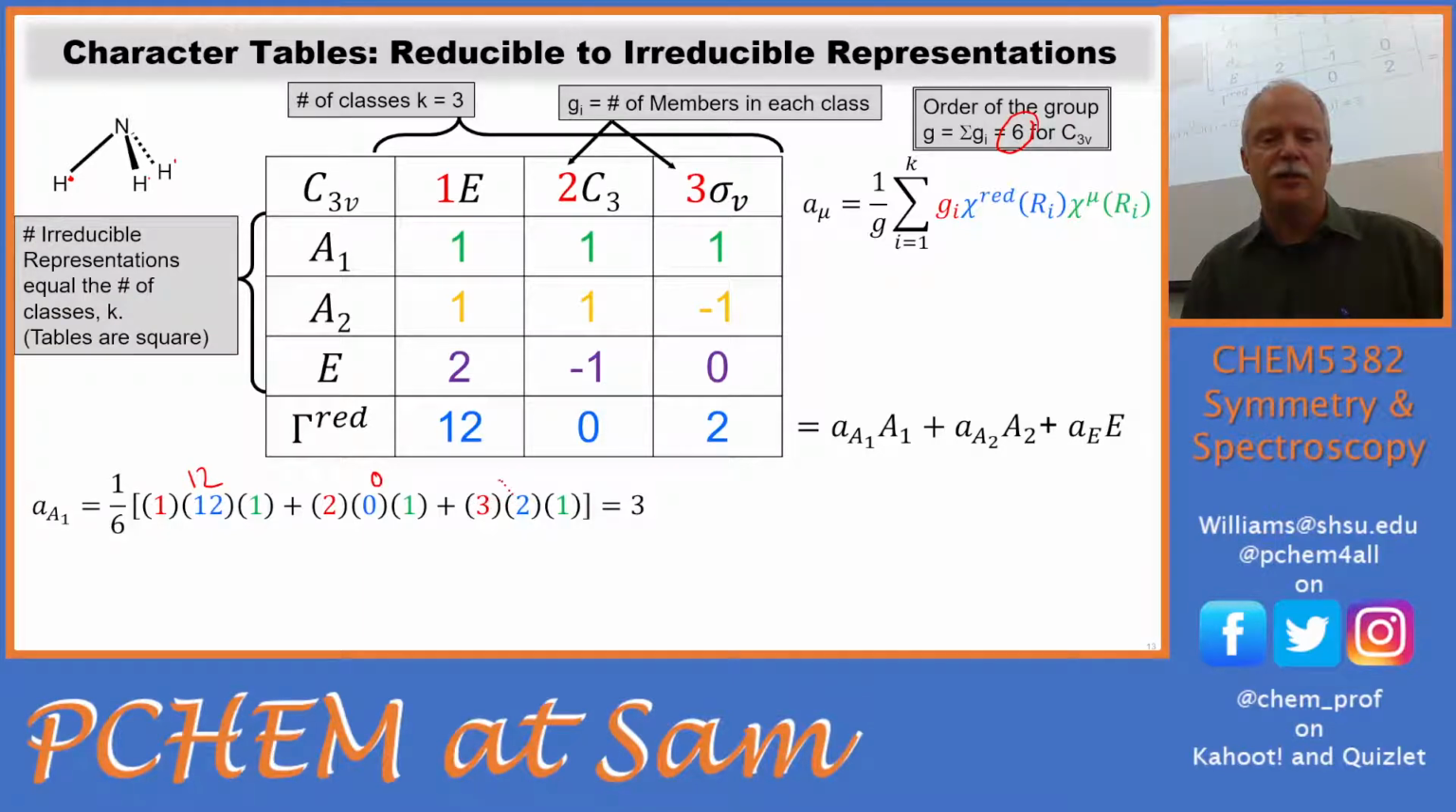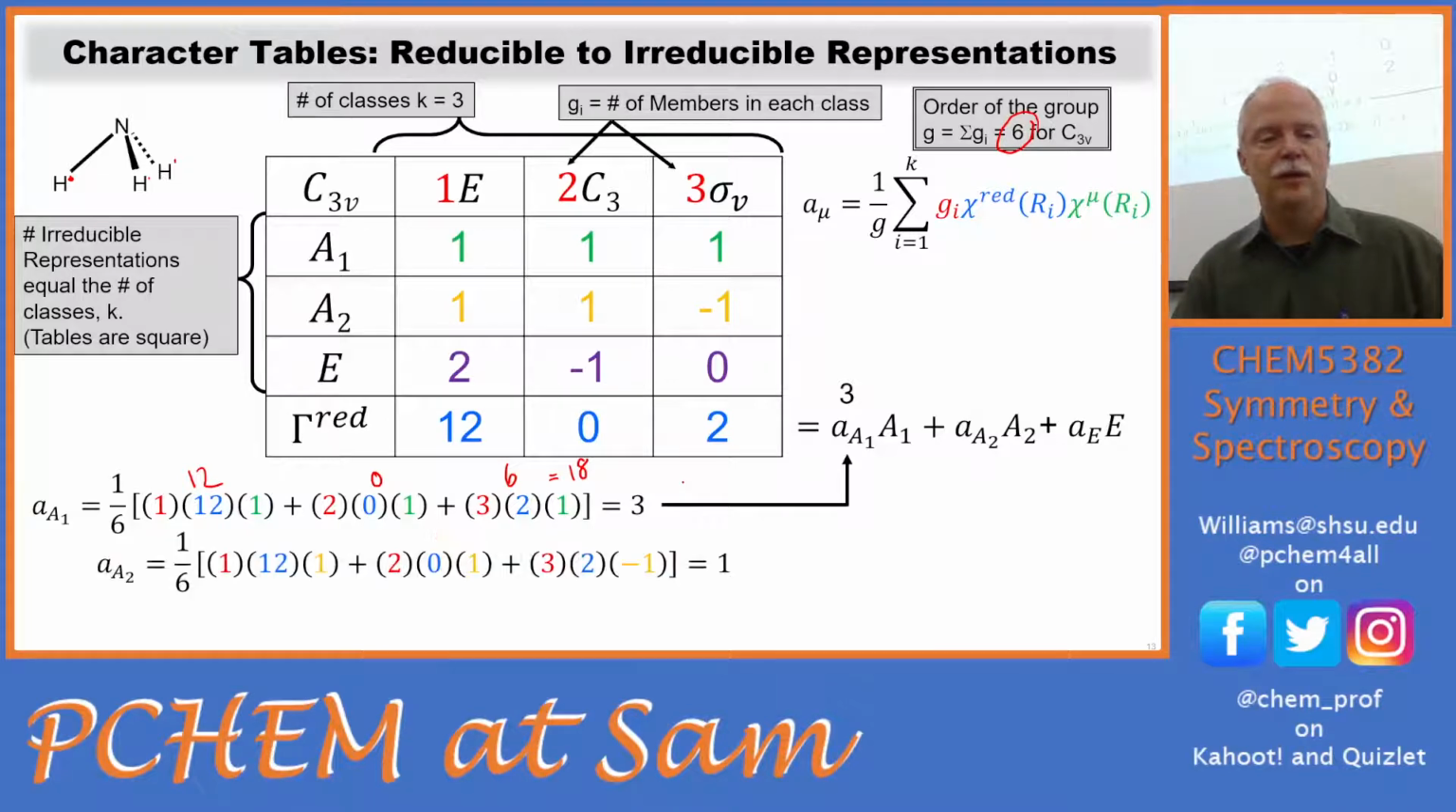And then we have 3 times 2, which is 6. So 12 plus 6 is 18. Divided by 6, we get 3. All right, so that's great. So our first number is 3. We have 3 A1s in the motions of this molecule. We can do the next one. We have, again, 12. We're using the orange row, 0. And now we have a -6. We have 3 times 2 times -1, so -6. So 12 minus 6 is equal to 6. Divided by 6 equals 1. So we have 1 A2 in this molecule.